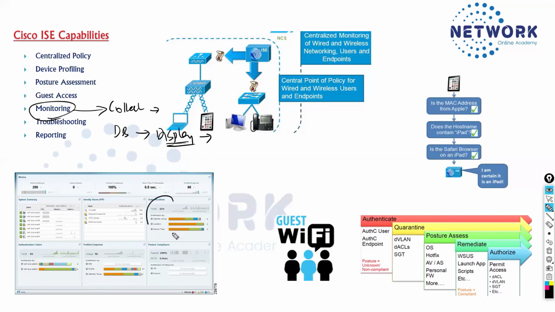Like here, you can see some of the options here. It shows you what is the system summary and then identity stores, like this, some kind of graphic options, which will give a more clear way to view the things.